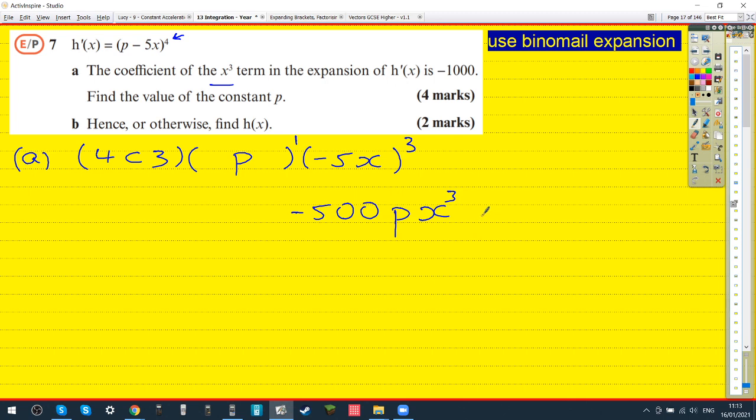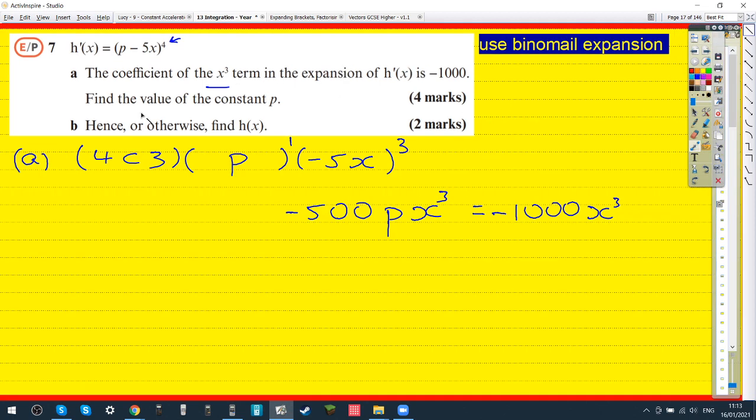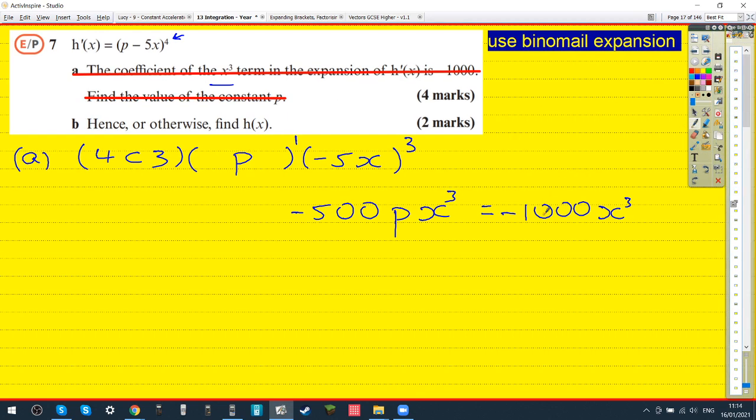Okay, we're told. How do we find the value of this one? So that's equal to minus 1000 x cubed. Let me put a line through this. It just does not belong in this section at all. Don't know what the book was thinking. Okay, then you just solve for p.